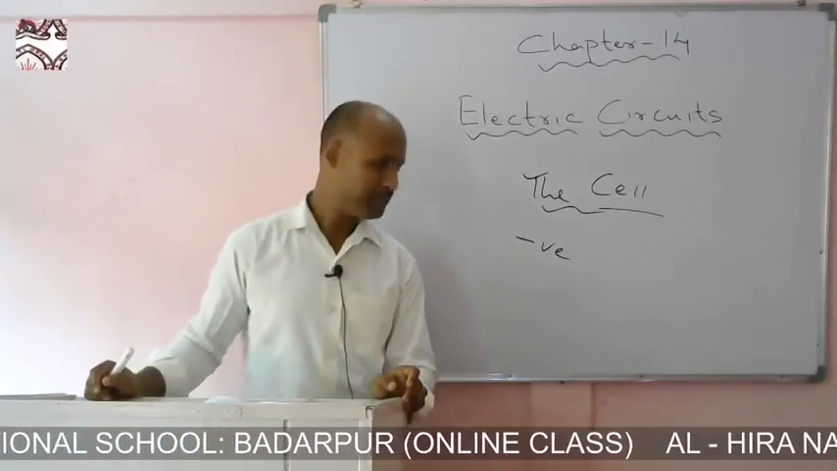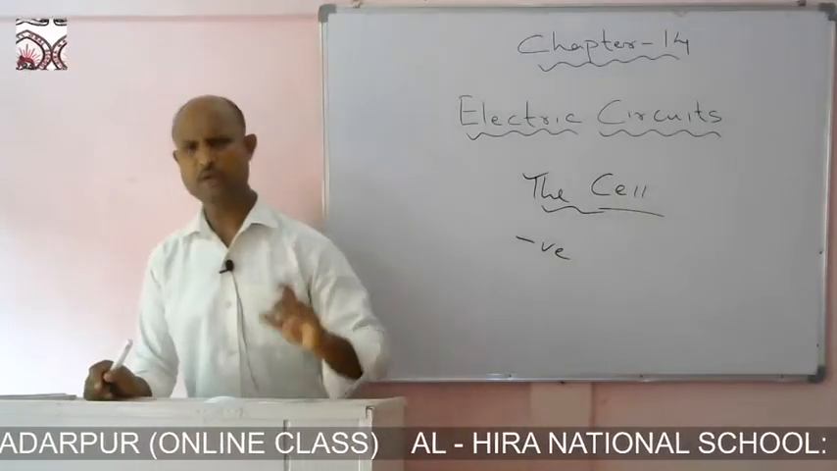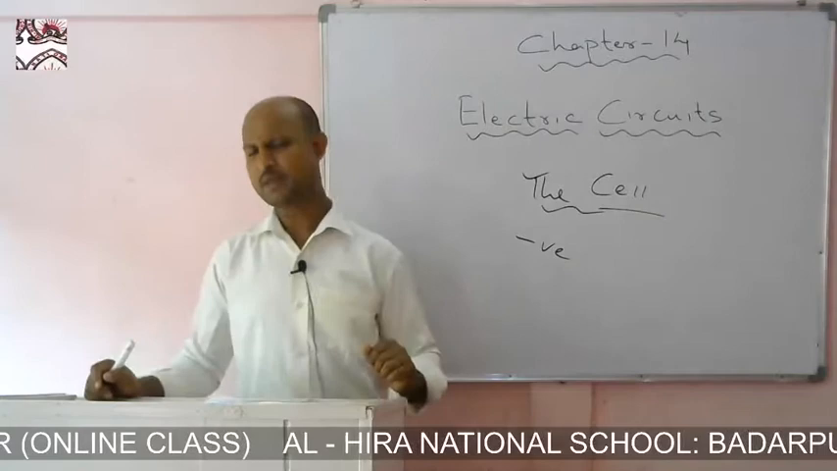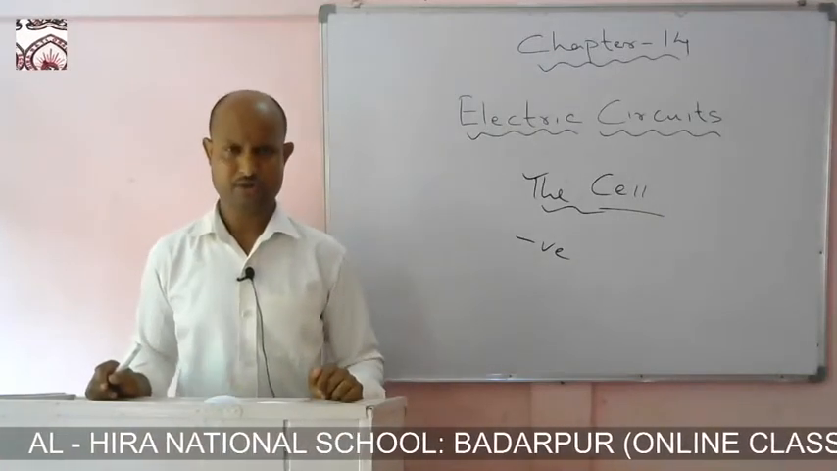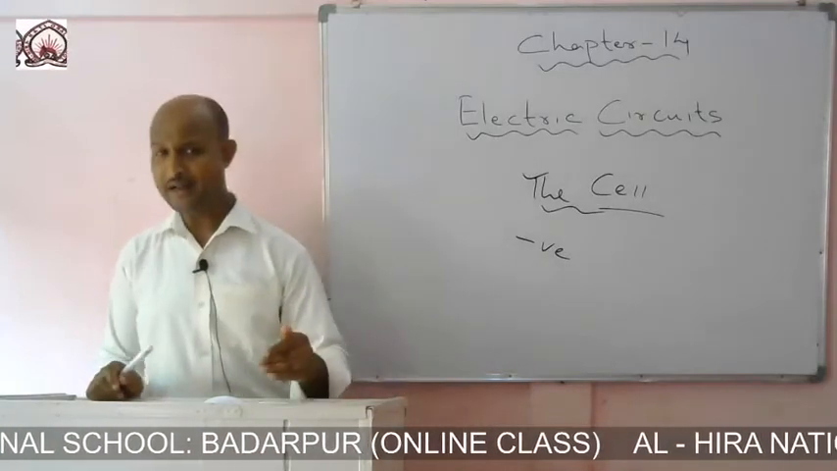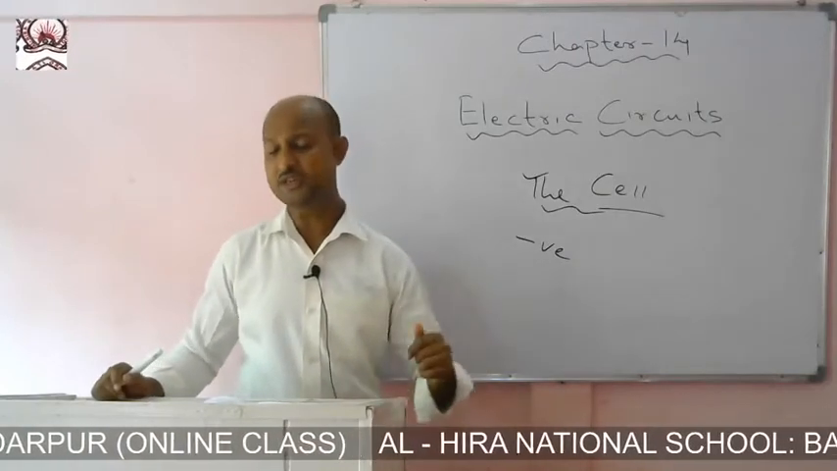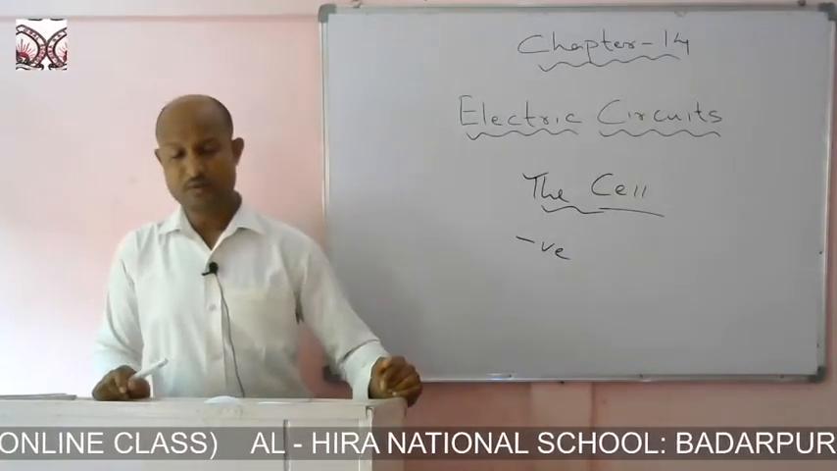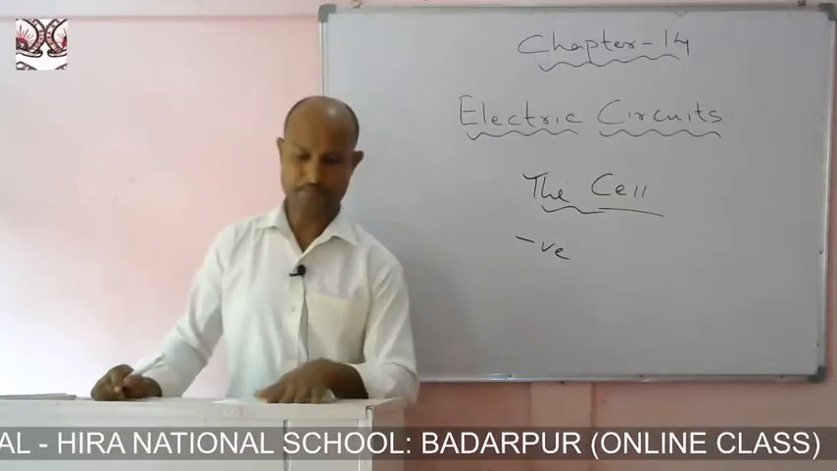And the metal cap at the top of the cell, which is fitted with a carbon rod inside the cell, is the positive terminal of the cell. So the negative terminal of the cell is the zinc container, and the positive terminal of the cell is the metal cap which is fitted with a carbon rod found inside the cell.